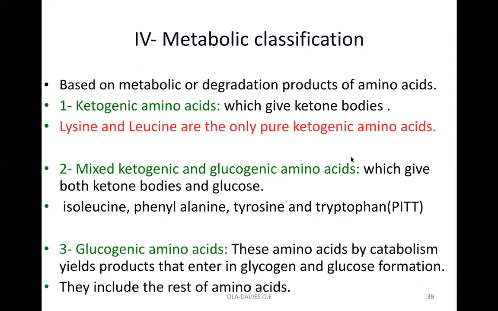We also have the mixed ketogenic and glucogenic amino acid. These give both ketogenic bodies and glucose. An example of these are isoleucine, phenylalanine, tyrosine, and tryptophan. Those are the 4 mixed amino acids that we have. The third group are the glucogenic amino acid, and these are amino acids that by catabolism yield products that enter in glycogen and glucose formation, and these include the rest of the amino acid.